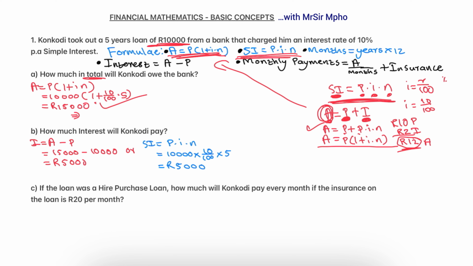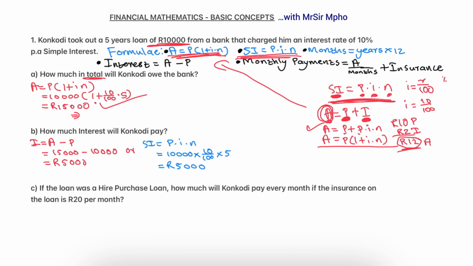Let's see. They're saying that if the loan was a hire purchase, now think, every time we talk about a hire purchase loan, think of the simple interest formula. Always, hire purchase loan, simple interest. The formula for simple interest is the same formula that you use for a hire purchase loan. Clear, right?